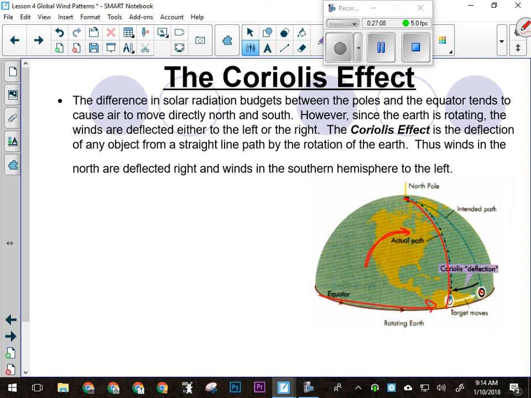Okay, everybody all right with that? How that Coriolis effect thing works? Okay. All right, so just definition there, the Coriolis effect is that deflection of any object. It's actually an apparent deflection of any object from a straight path by the rotation of the Earth.